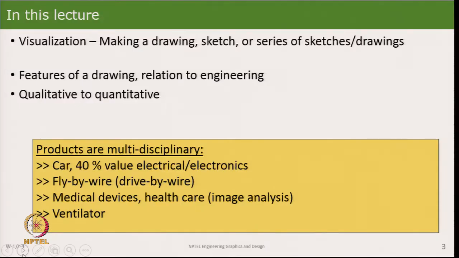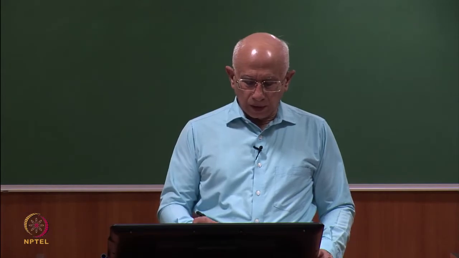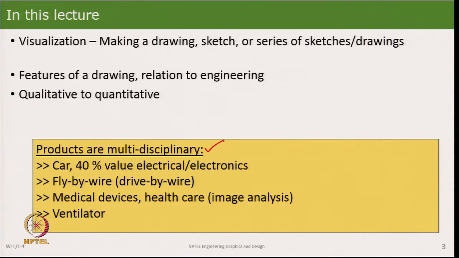We will look at objects one component at a time, which may be related to any one field of engineering, but today's world of engineering products are hugely multidisciplinary. A modern car has 40% of the value as electrical and electronics items, and currently we are in a situation where the shortage of chips is hampering the manufacturing of cars.